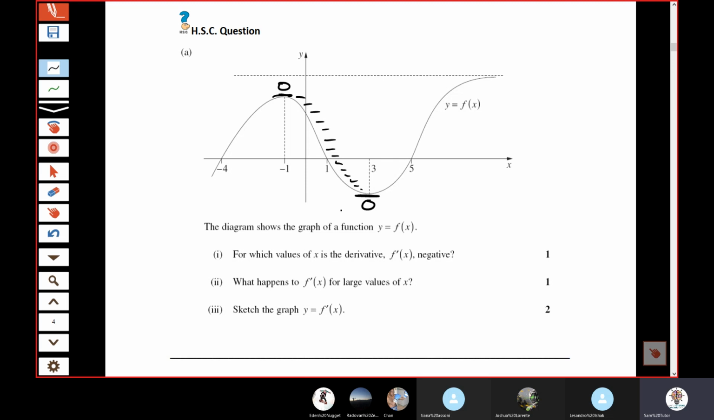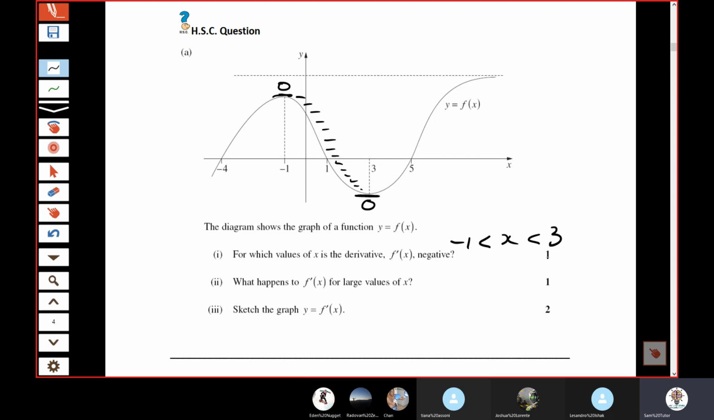Negative 1 less than x less than 3. If you say equal to, it's a stationary point at negative 1. It's a stationary point at 3. You can't say they're equal to. It's just any number between negative 1 and 3. Good work. I told you these tools are going to be better.